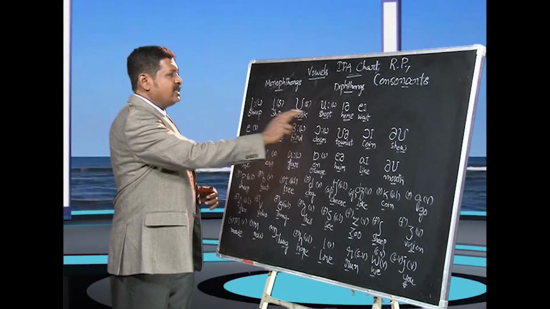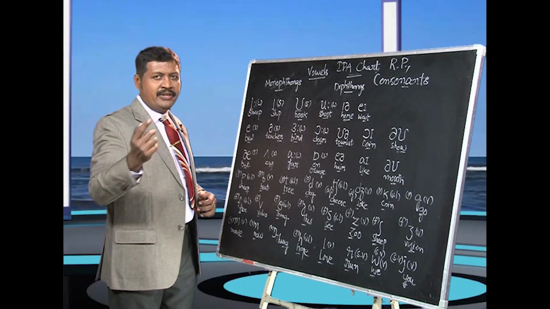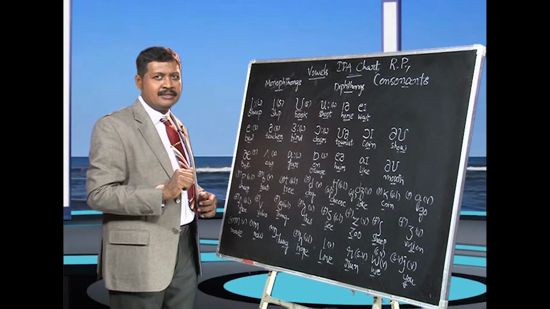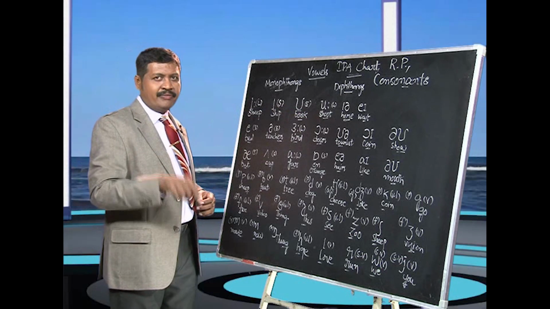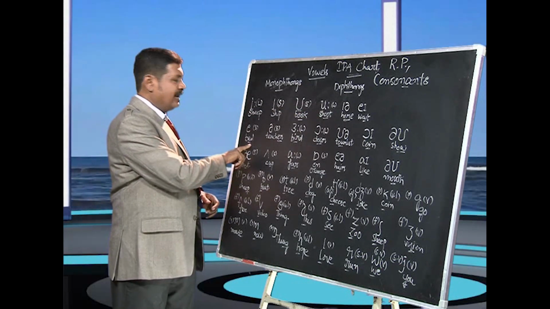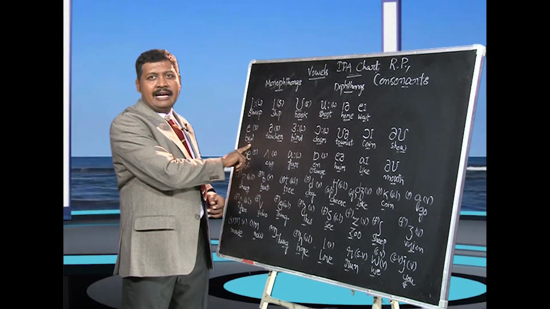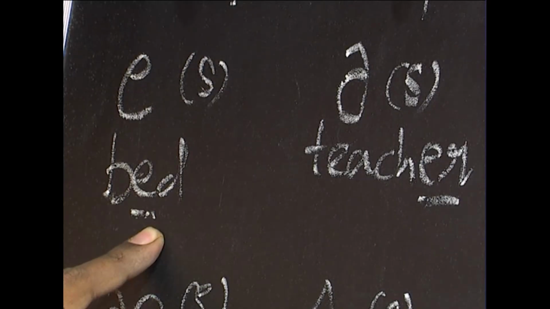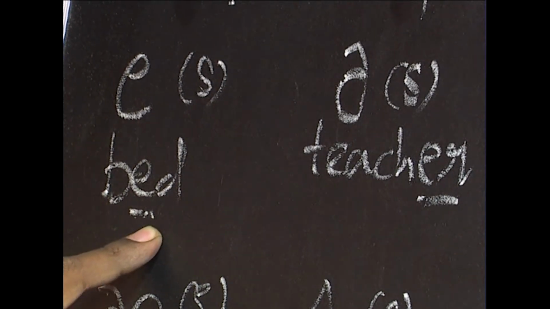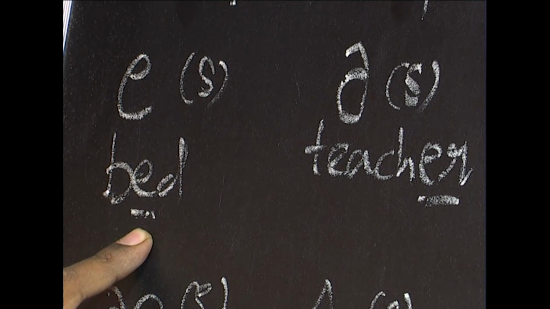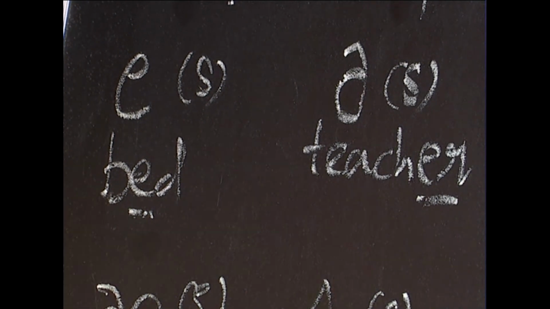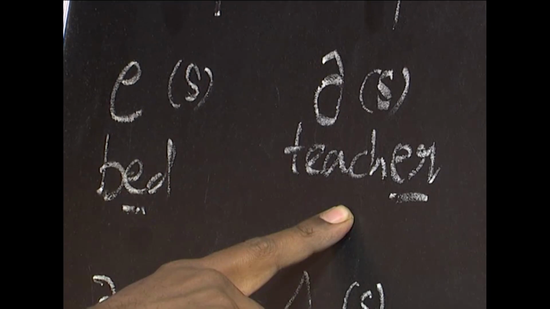Now, after these 4 sounds, let me take you to the next monophthong under vowels, that is /e/. Bed, red, fed, shed. Short vowel sound.